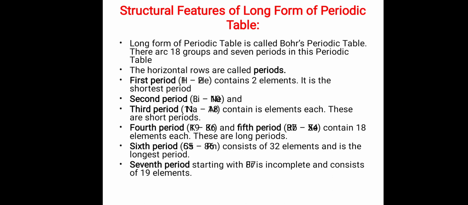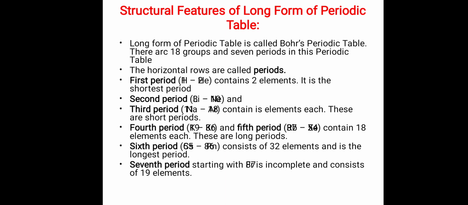Some structural features of the long form of the periodic table. The long form of the periodic table is called Bohr's periodic table. It contains 18 groups and 7 periods. The horizontal rows are called periods, totally 7 periods. The first period contains hydrogen and helium, totally 2 elements.